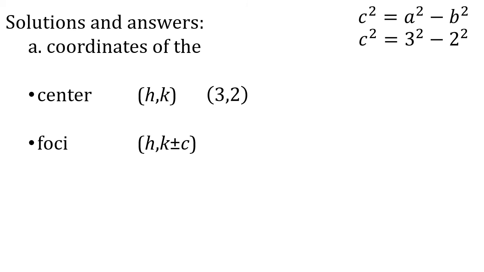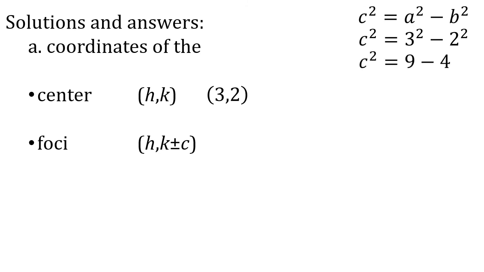3 and 2 are the coordinates of h, k, but it's only a coincidence that the value of a is 3 and the value of b is 2. It came from the equation, okay?